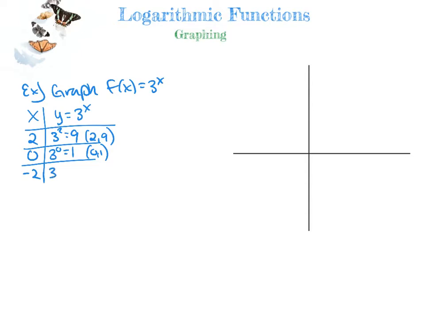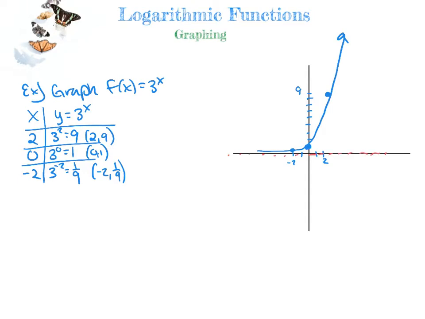And then finally, when we plugged in negative 2, we got 1/9. 3 to the negative 2 is 1/9, so when x is negative 2, y is 1/9. If I plot these on my graph, I have x is 2 and y is 9, x is 0 and y is 1, and x is negative 2 and y is 1/9, which is pretty tough to plot. And I have a horizontal asymptote along the x-axis, along y equals 0.